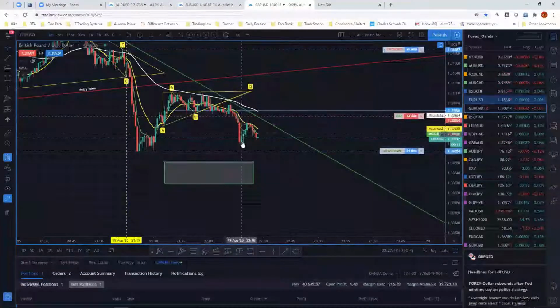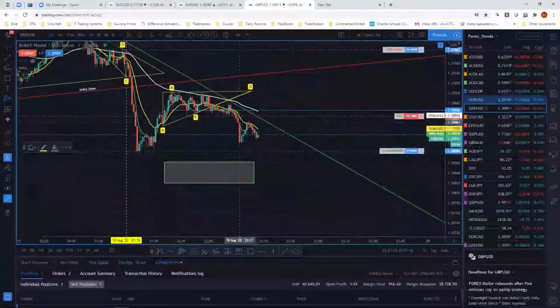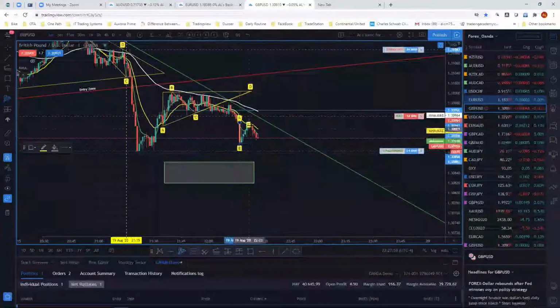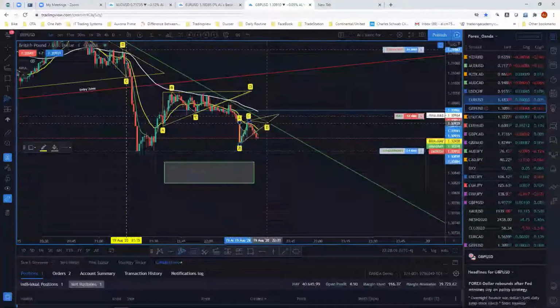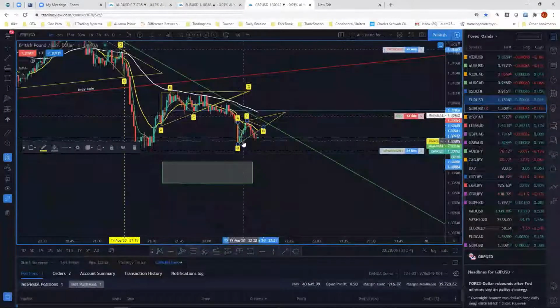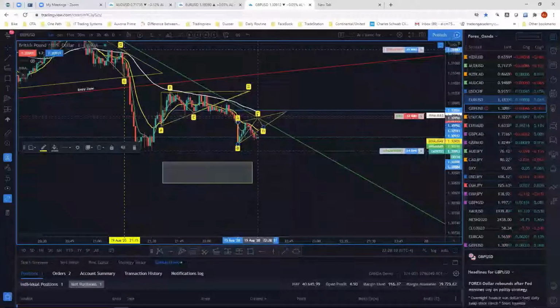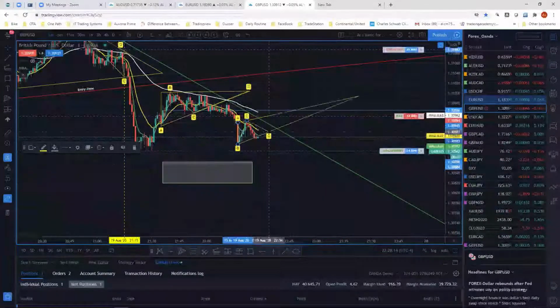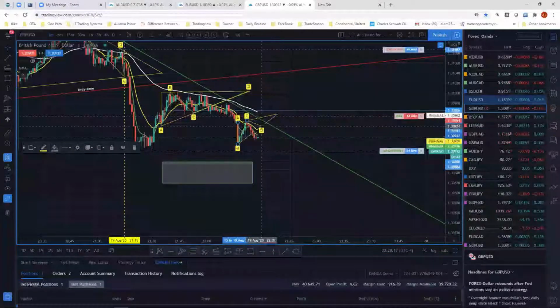And actually this formed a little wedge in itself from here. And you'll start seeing these as you get used to drawing these things and start looking for them. Here's an anchor, here's a hit, here's a near hit, here's a hit. It had a little bit of an upward slope. It broke, and now it's heading back down again.